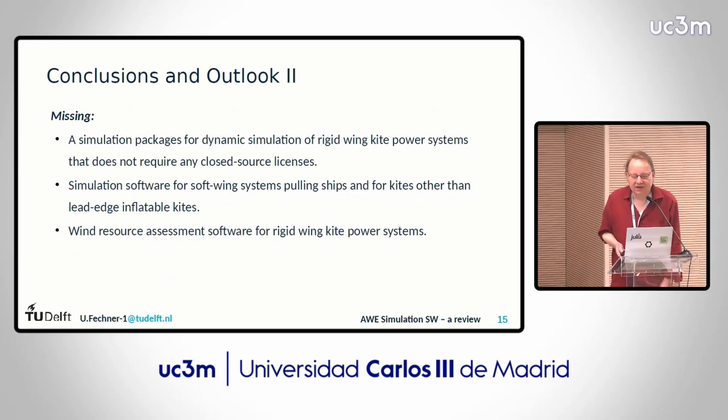Missing is a simulation package for dynamic simulations of rigid wing kite power systems that does not require any closed source licenses. Simulation software for soft wings, pulling ships and for kites other than leading edge inflatable kites. And wind resource assessment software for rigid wing kite power systems.